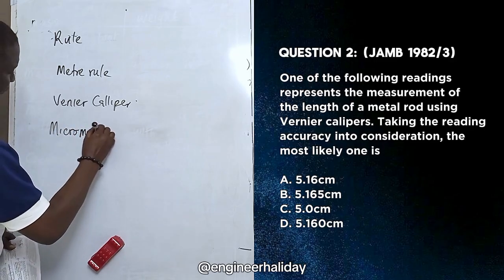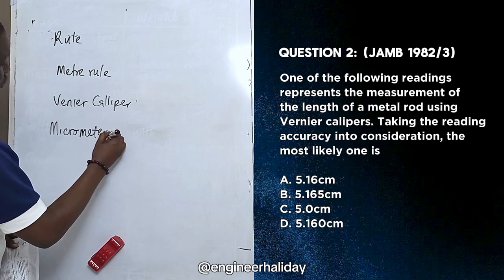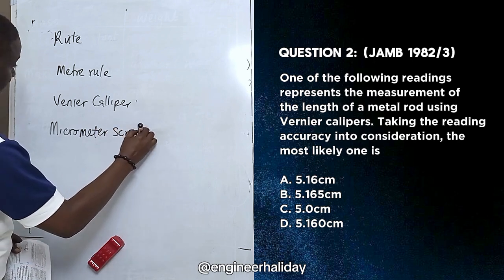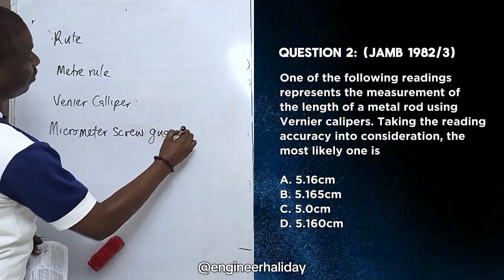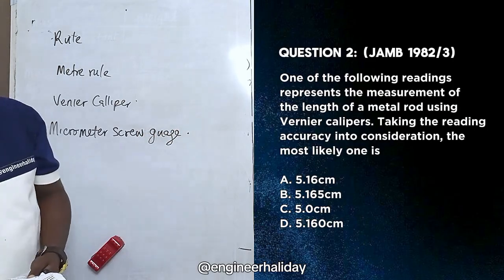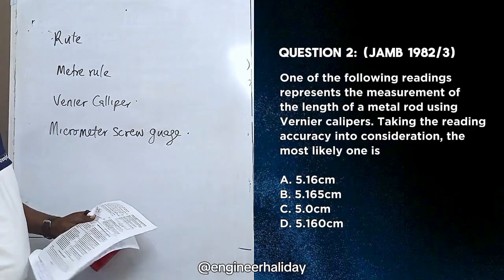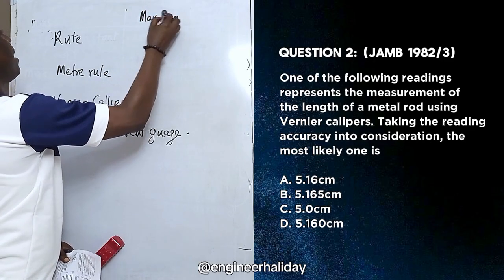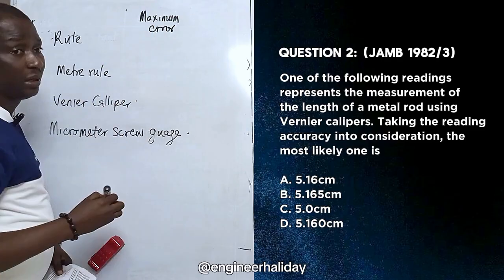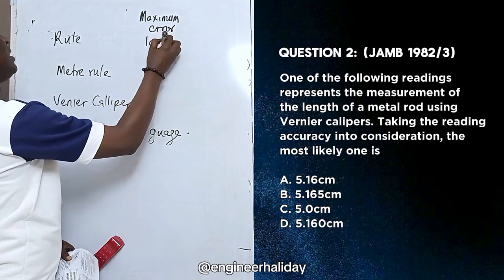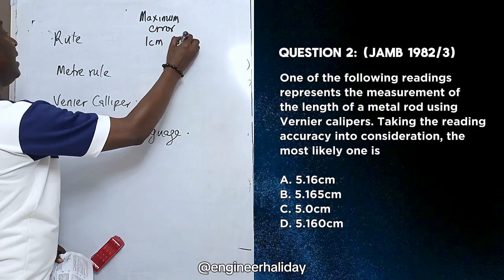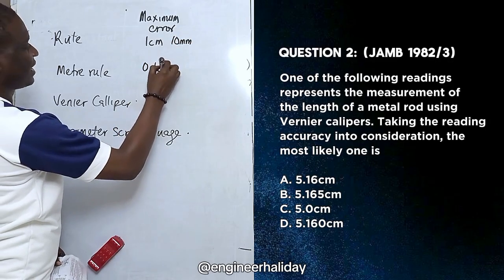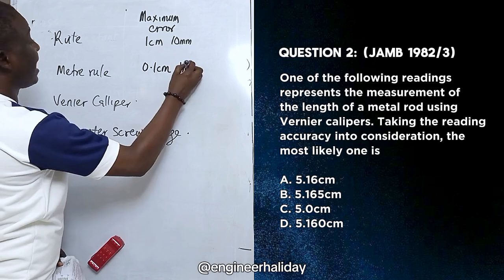Micrometer screw gauge. These are the four major instruments that we use to measure length. Now, the major thing we need to understand about these four is the maximum error of each of them. This one should be 1 centimeter, or 10 millimeter. This one has 0.1 centimeter, or 1 mm.